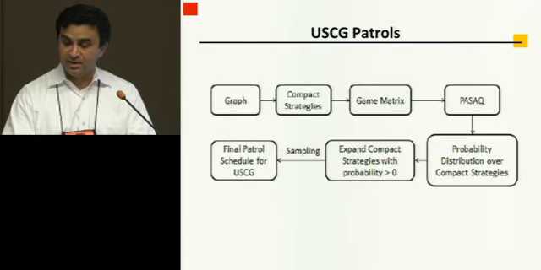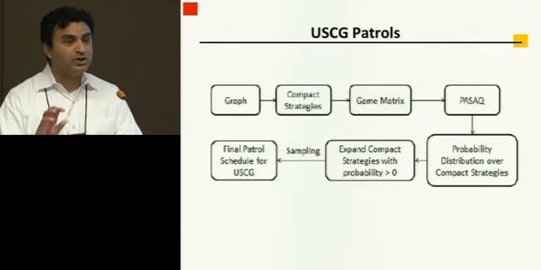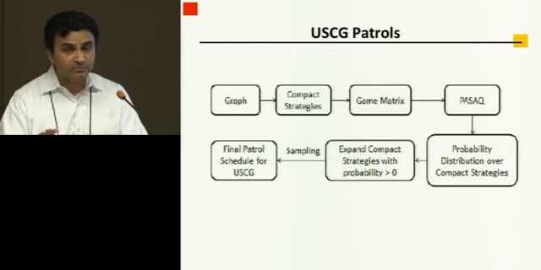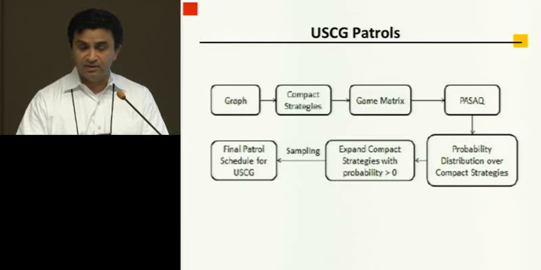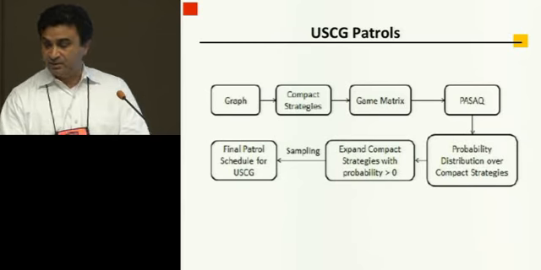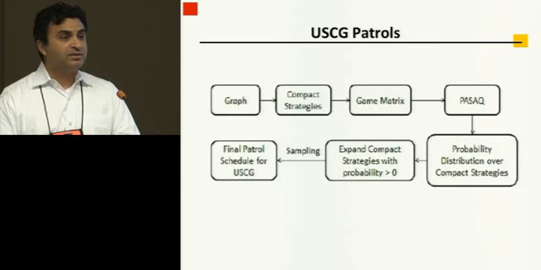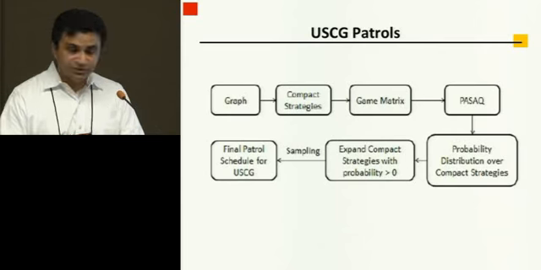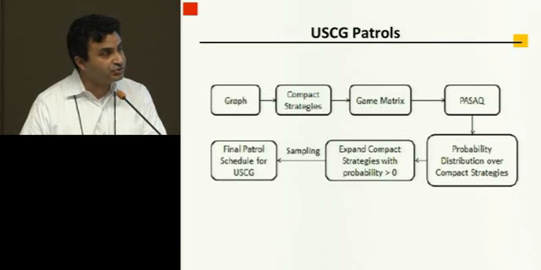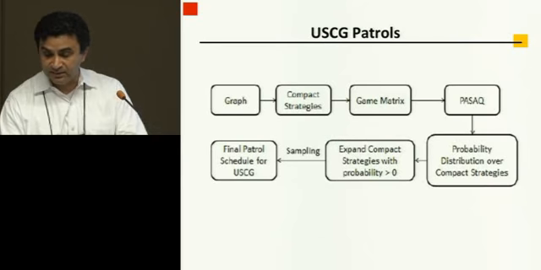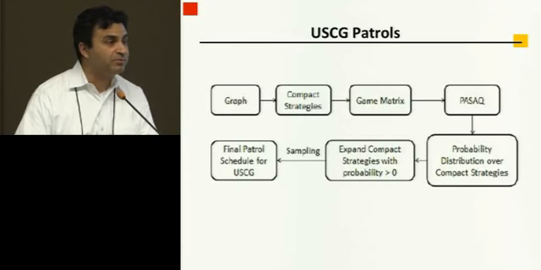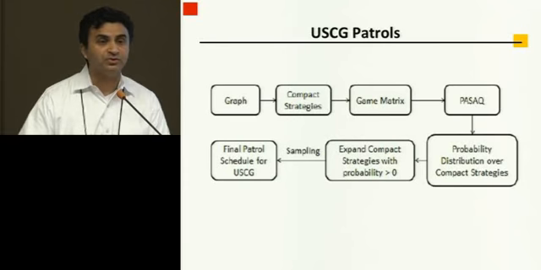I've talked to you about constructing a graph of the different patrol areas within the Port of Boston, but we could do the same for other ports. From there, we construct this compact game matrix. Following that, we have an algorithm called PaySAC that will solve the game matrix. This generates probability distributions over the compact strategies. Then we expand these probabilities from these compact strategies to the full game, and then sample from that game to generate actual patrols that get executed in the Port of Boston or New York.